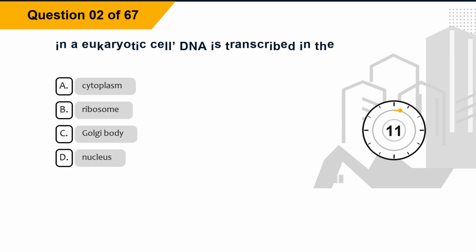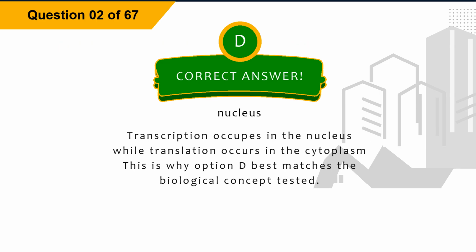Question 2. In a eukaryotic cell, DNA is transcribed in the option A, cytoplasm, option B, ribosome, option C, Golgi body, option D, nucleus. The correct answer is option D, nucleus. Explanation. Transcription occurs in the nucleus while translation occurs in the cytoplasm. This is why option D best matches the biological concept tested.